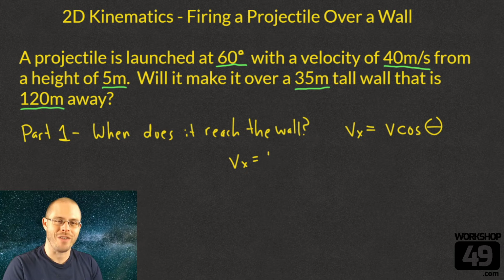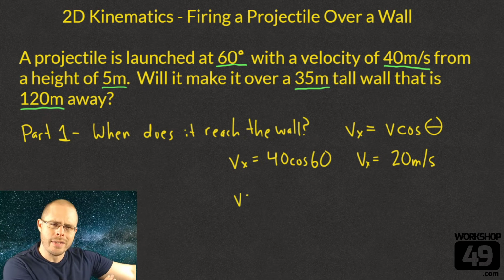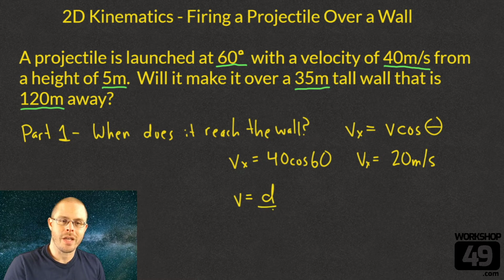Keep practicing your vectors: x components are cos. So vx is equal to 40 cos 60. Vx is going to equal 20 meters per second. That means from the moment we launch this projectile, it is moving away from us at 20 meters per second.